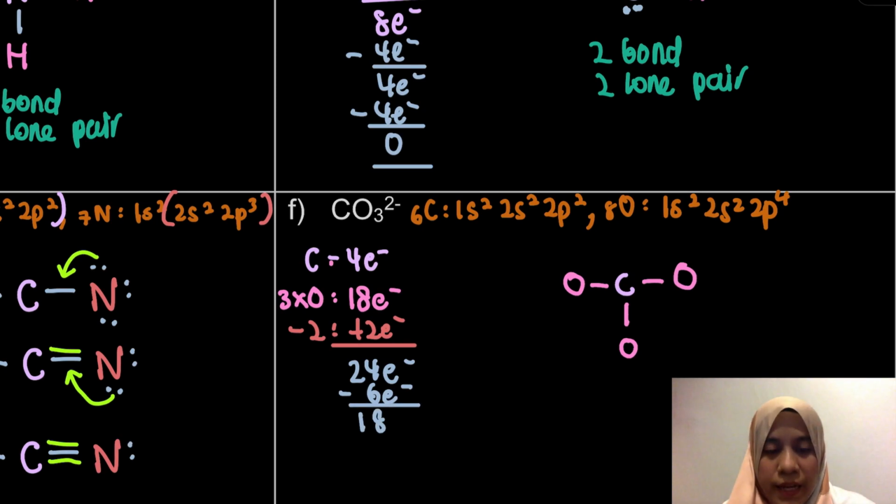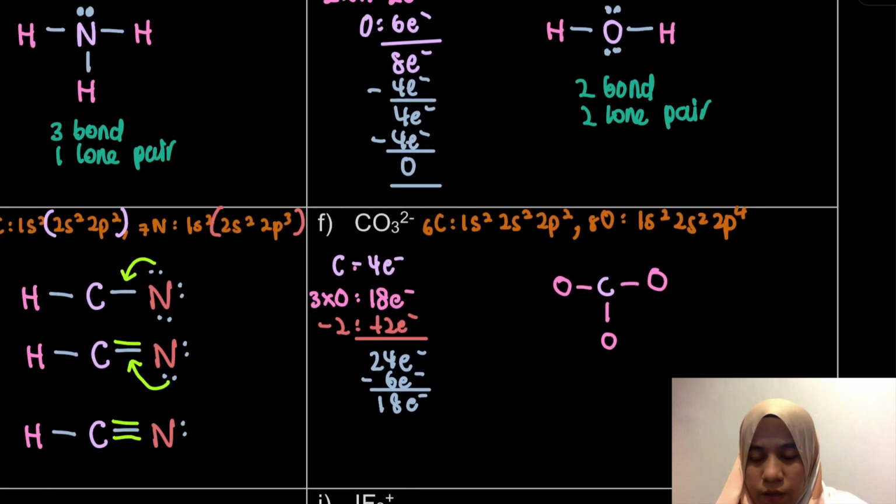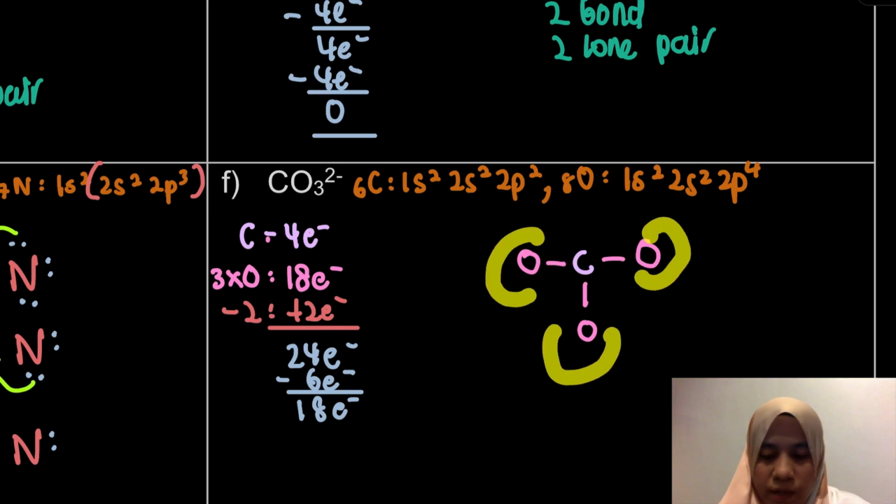Okay, what happened next? We have made the step 3. Step 4, complete an octet for all terminal. Oxygen ni, each of it must have 8 electron each kan. So, dia baru ada 2. So, it needs 6 more. So, here 6, 12, 18. Cukup tak? Cukup. Ngam-ngam.